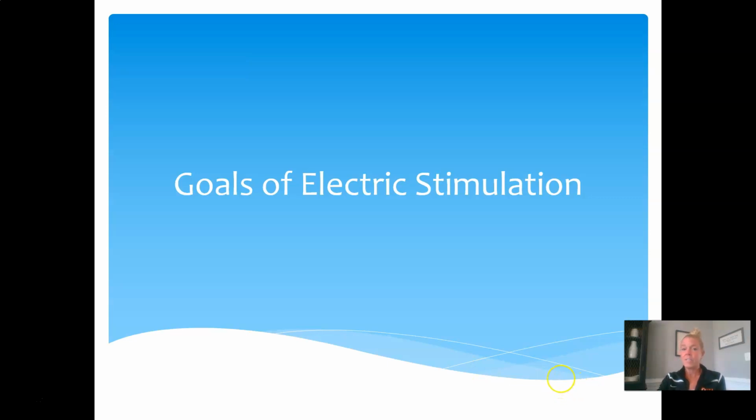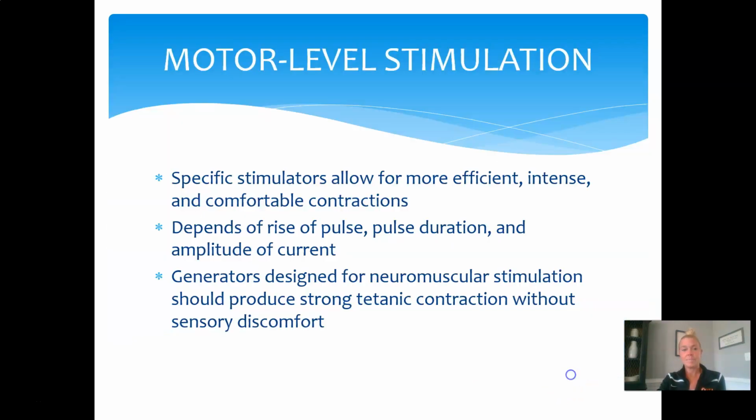All right, so moving into our goals of eStim. Motor level stimulation: if we're trying to get a muscle to contract, there are specific types of stim that are going to allow for a more efficient, intense, and comfortable contraction. It is going to depend on the rise of the pulse duration, and the amplitude of the current, which is again why we choose certain types of eStim based on that goal.